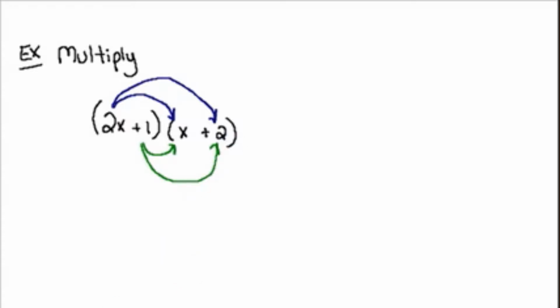So what we should get in the end is a trinomial, or basically a polynomial, where we have 2x times x, which is a 2x squared, and then 2x times a positive 2, which is a positive 4x. And maybe I'll write that in blue so that it matches with my coloring here. So positive 4x. And then again, to match my coloring, we have a positive 1 times x, which is a positive 1x. And finally, a positive 1 times a positive 2, which is a positive 2.